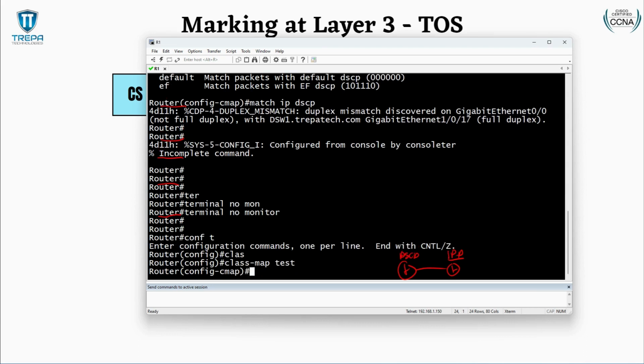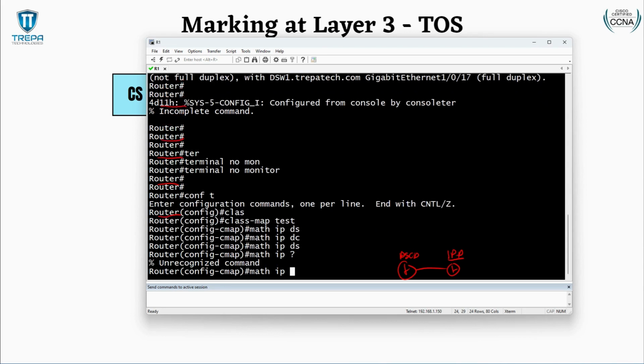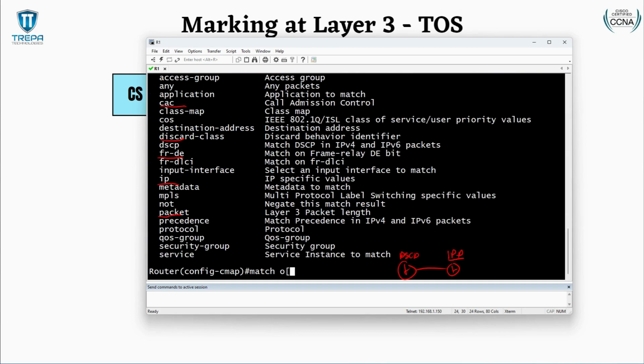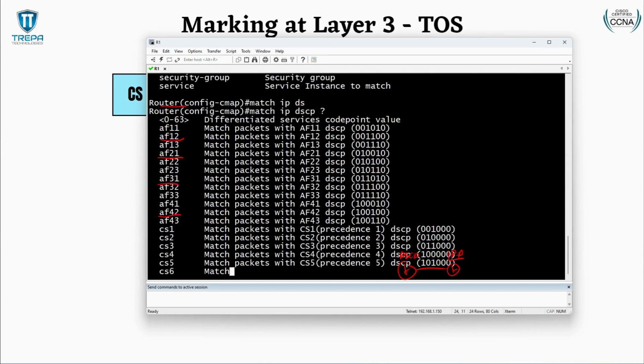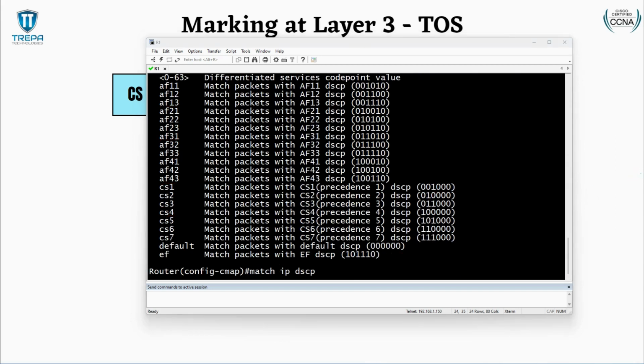Let's go back to our class map. Test, match, IP, DSCP. Match, IP, DSCP. Okay, whew, now let's start over here. So, let's say we have something like this. And through that, guys, I'm not trying to teach you CLI right now, but did you see how many options we had for classification and marking? That's why some instructors take 10 hours to teach QoS, because you need it if you want to deep dive.